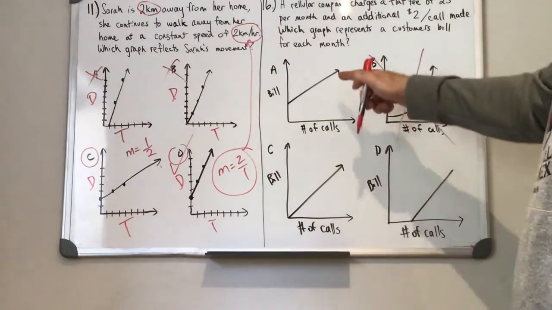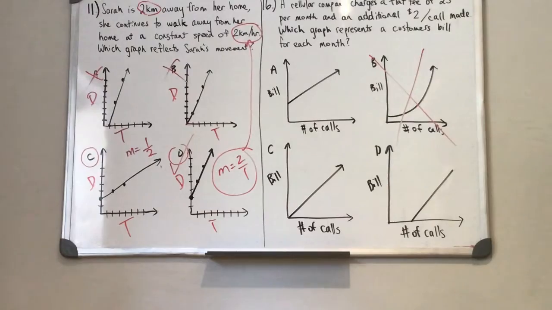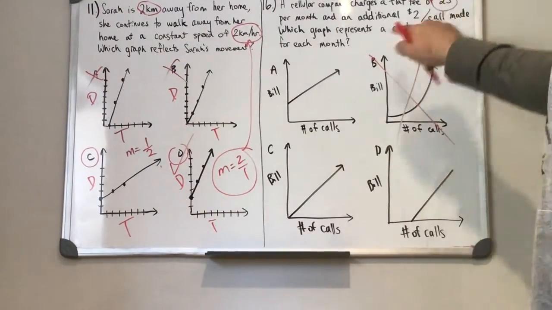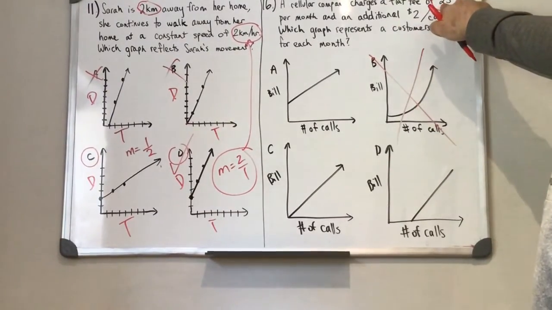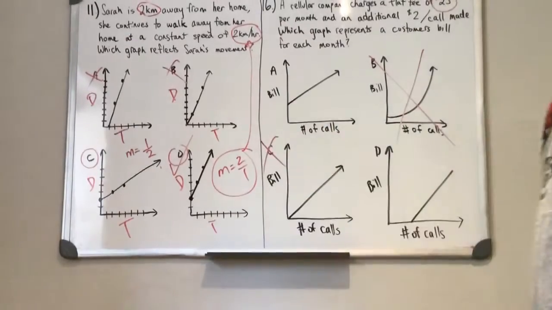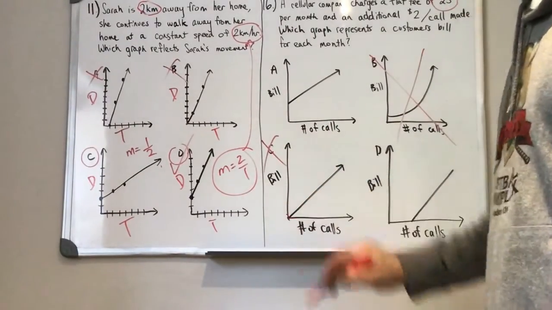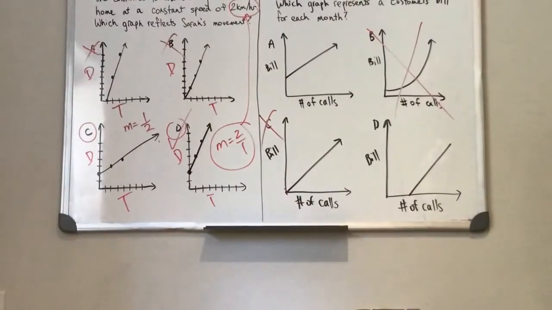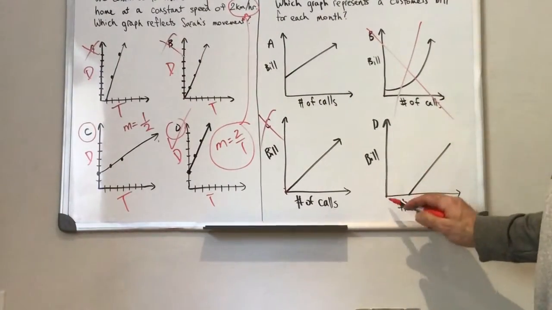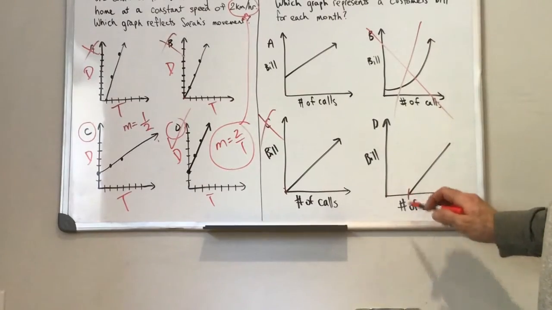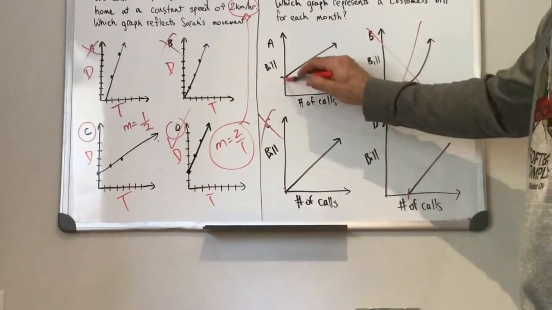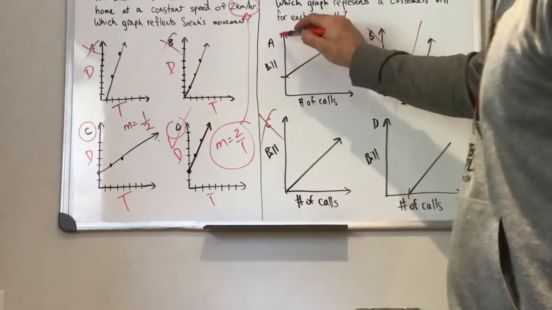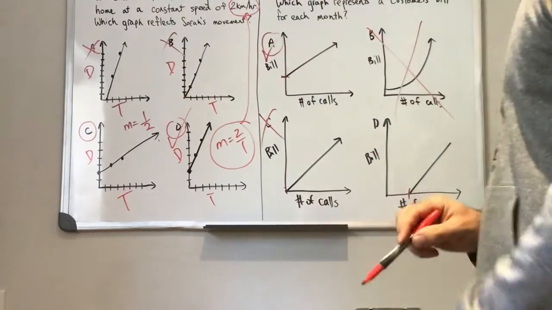All right, so it has to be either A, C, or D. And similar to the last one, because we have that starting cost, it can't be C. This one's starting right at the origin, so it can't be that one. It can't be D as well because we're not starting with a set number of calls. We're starting with a set cost. So that's going to leave A as our correct answer.